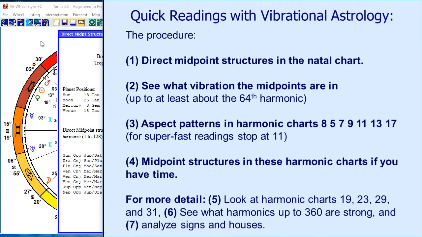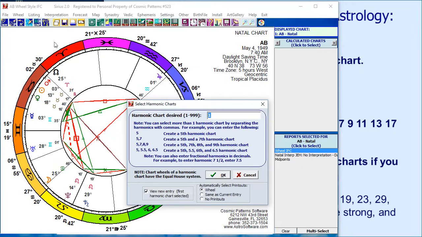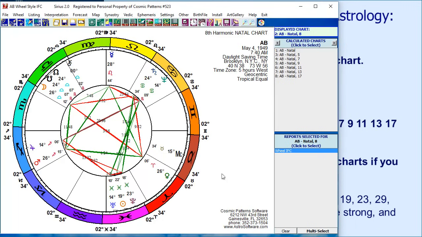Now, let's look at the 8th harmonic chart. What I'm going to do is go to harmonic charts and select 8, 5, 7, 9, 11, and 13. Let's also do 17. So in Kepler and in Sirius, you can just separate these with commas.